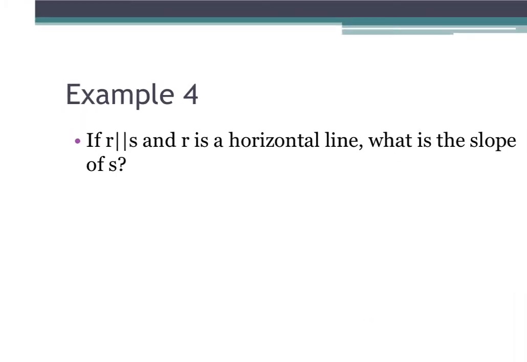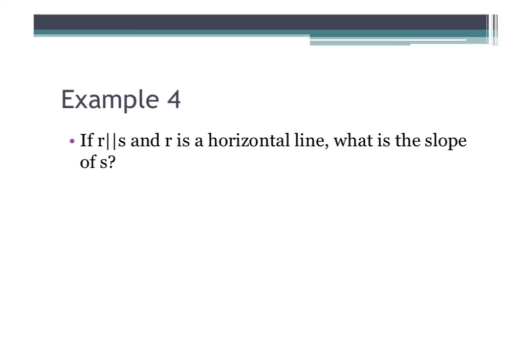Okay, if r was parallel to s and r is a horizontal line, what is the slope of s? The slope of s must be 0. Why? Because remember, horizontal lines always have a slope of 0. So if r and s are both parallel, then they have the same slope.